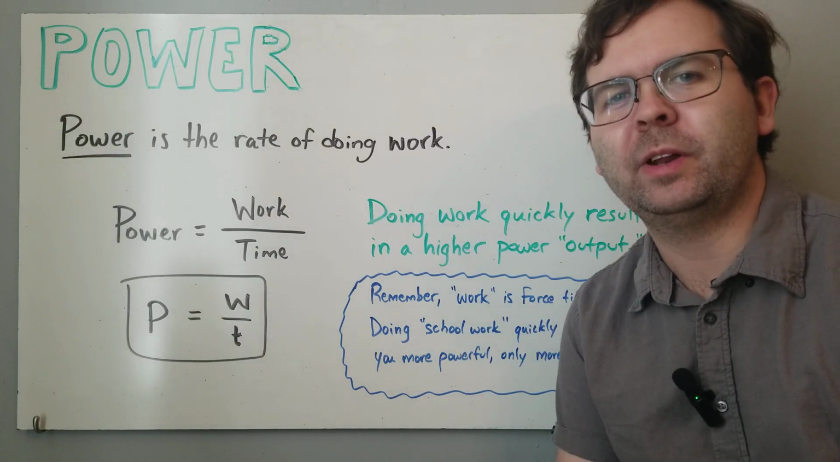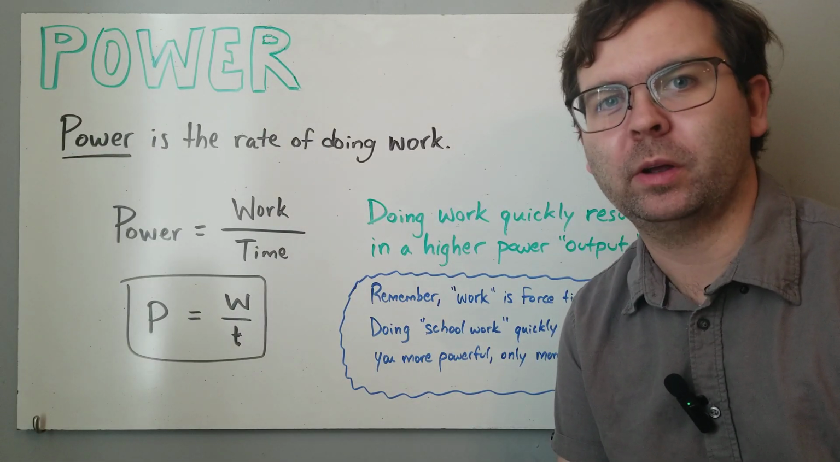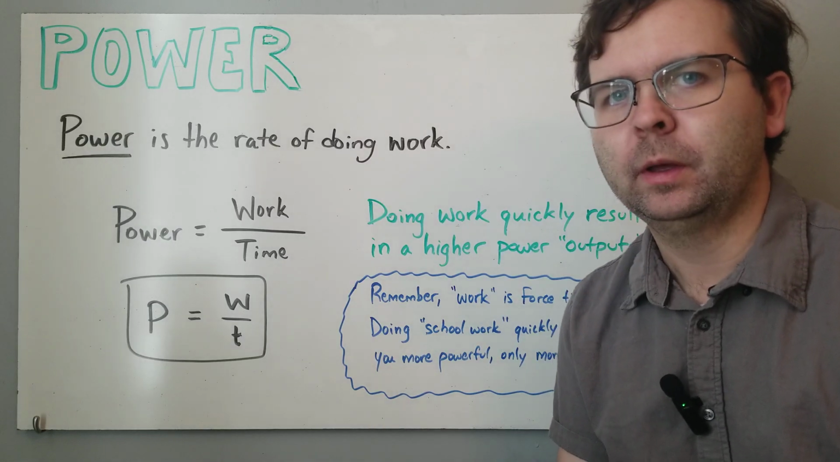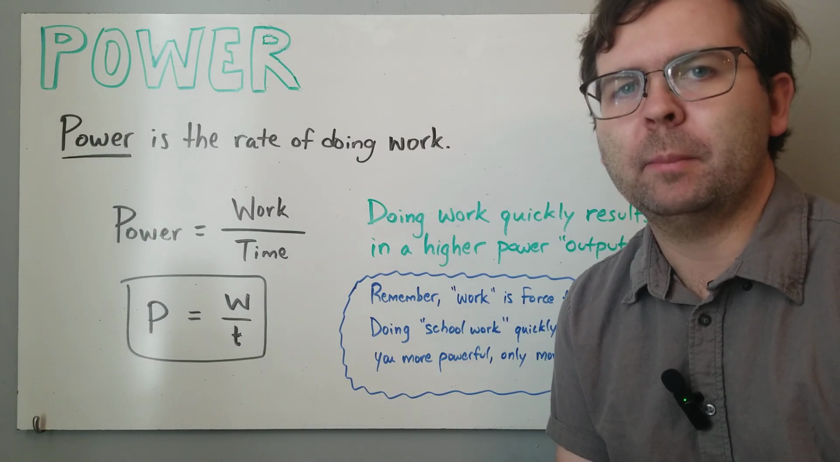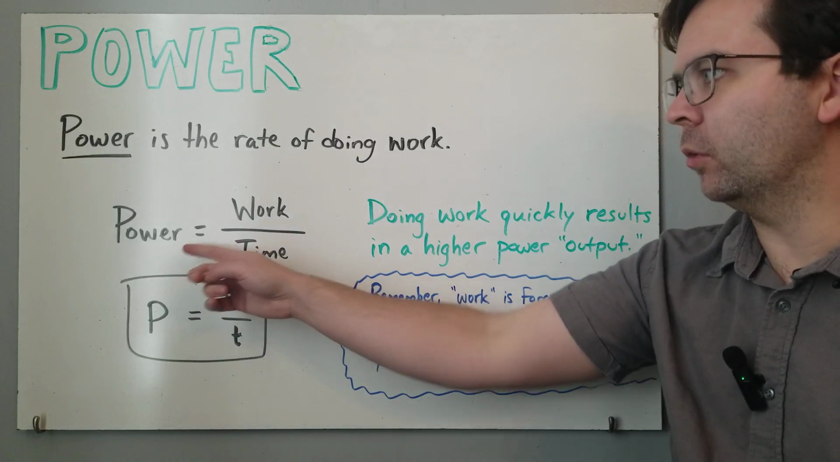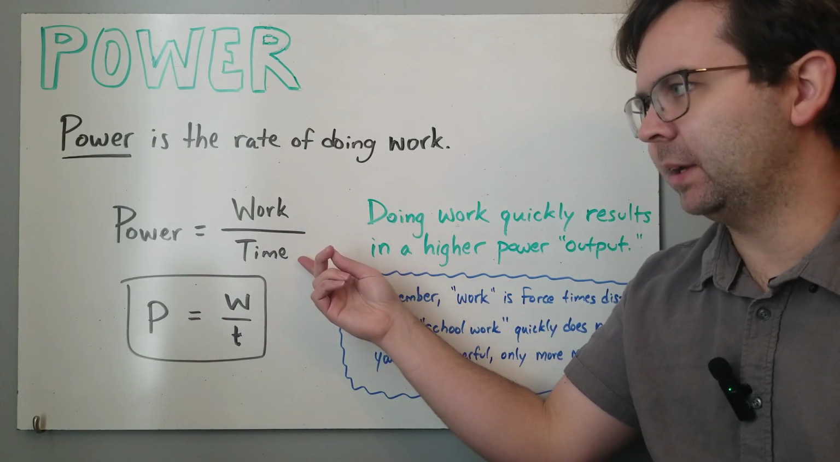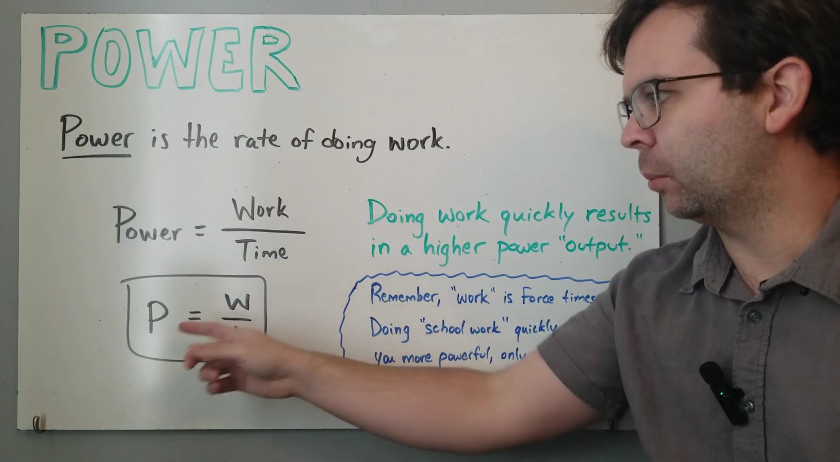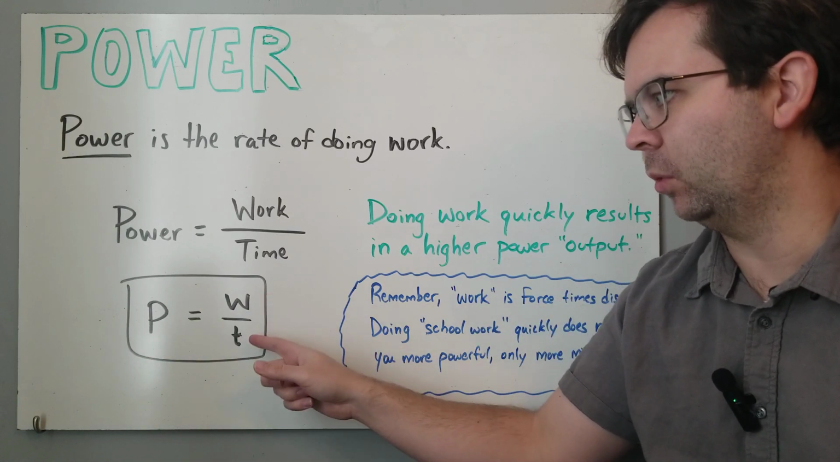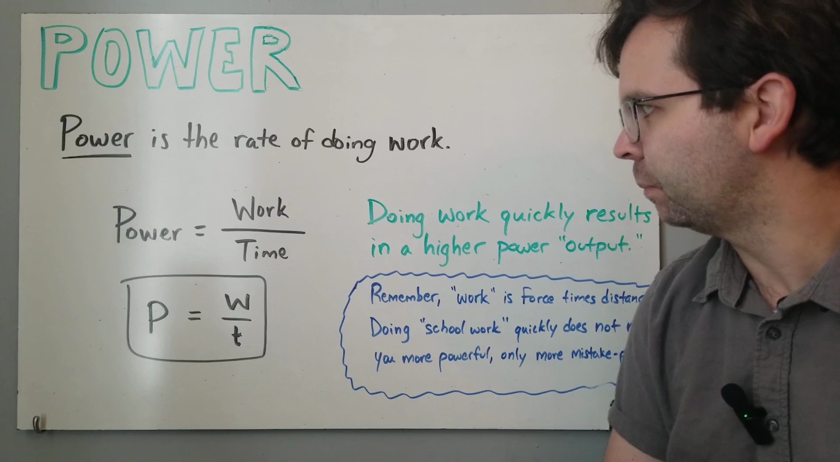Hi, this video is about the concept of power in physics. Power is the rate of doing work. In other words, power is a measure of how quickly work can be done. Power is equal to work divided by time, and we abbreviate power with a capital P. So capital P equals capital W over lowercase t for time.